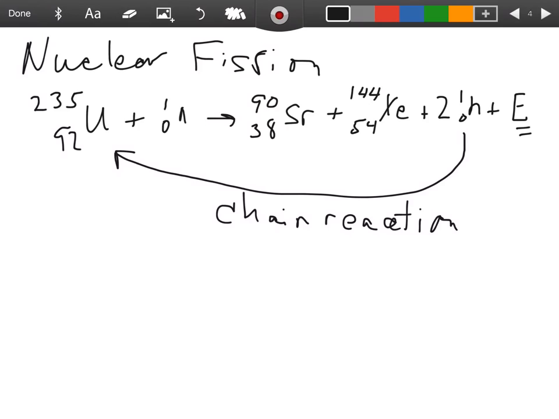Now, typically, when we look at harvesting uranium from the Earth, it is mostly uranium-238. About 99.3% is uranium-238, and only about 0.7% is uranium-235. So we end up purifying the uranium-235 so that we can enrich it to about 5% uranium-235, which is what we call fissionable, and about 95% uranium-238, which is non-fissionable.